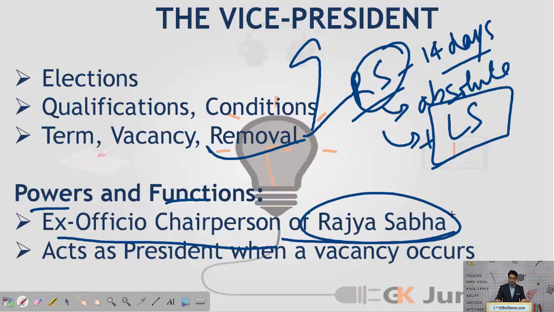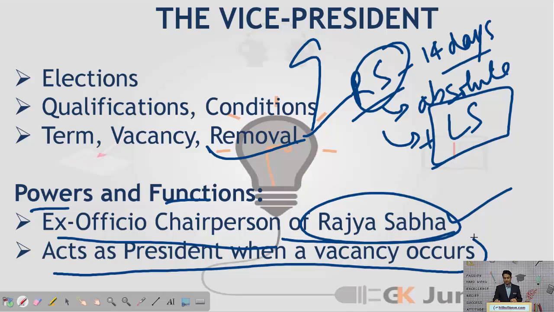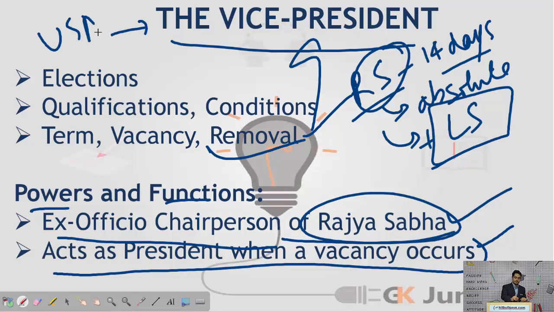The powers and functions: he is an ex officio chairperson of Rajya Sabha, and he acts as president when the vacancy occurs. This post of Vice President has been taken from USA. So these are the powers and the functions of the Vice President.